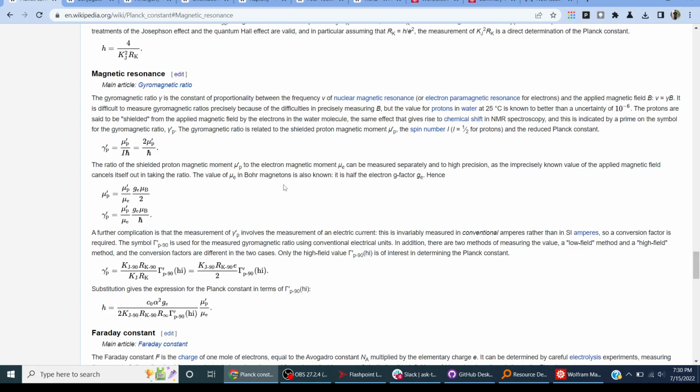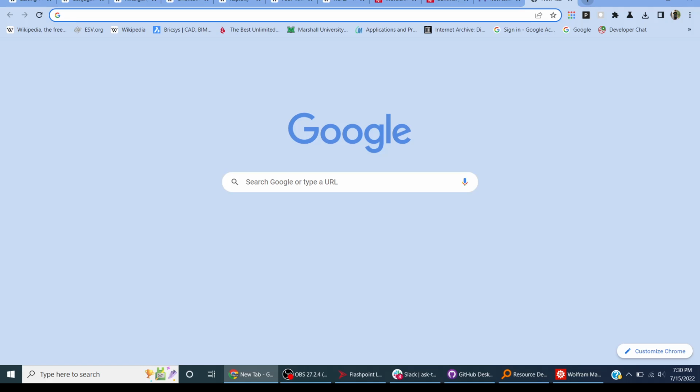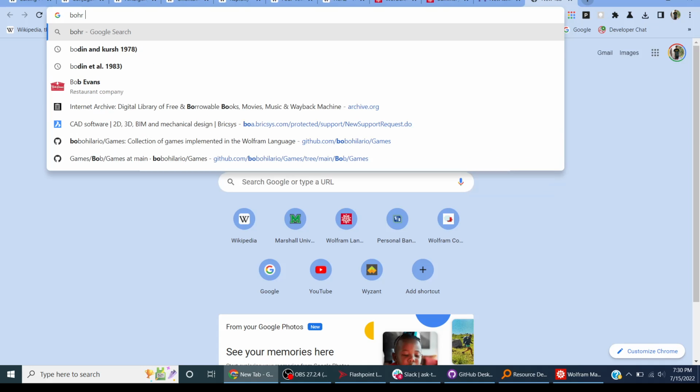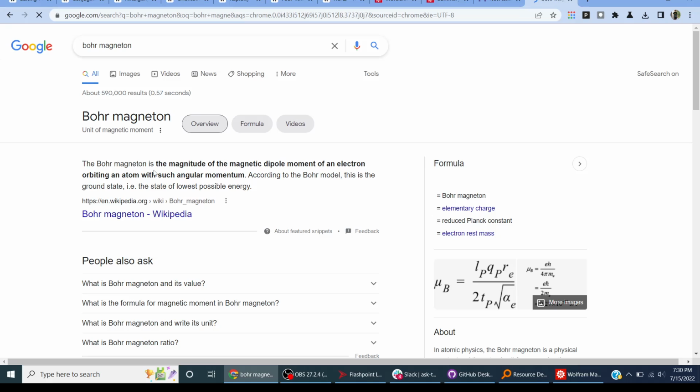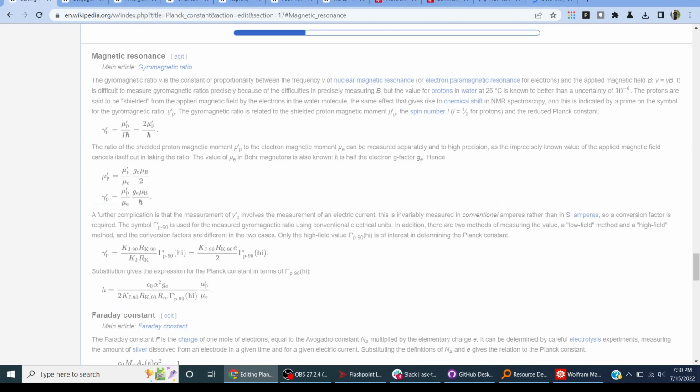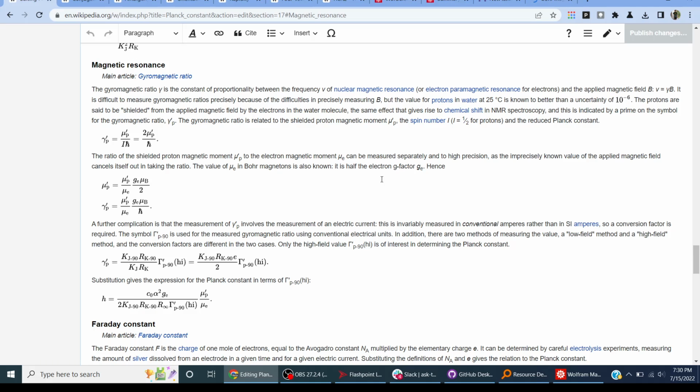Wait, shouldn't that be magnetrons? Bohr, the Bohr magneton. Alright, well, I guess that's not wrong.